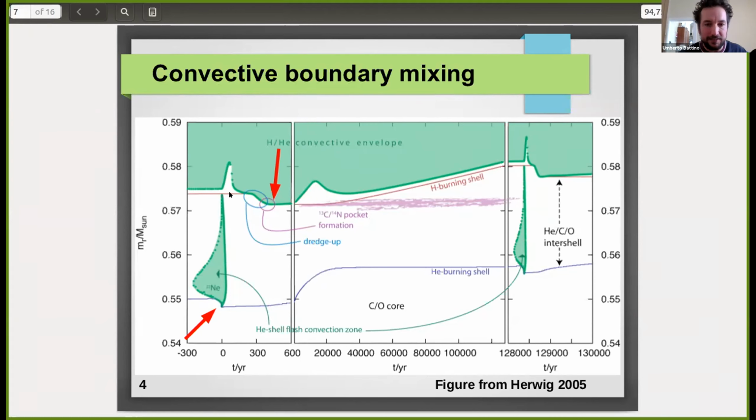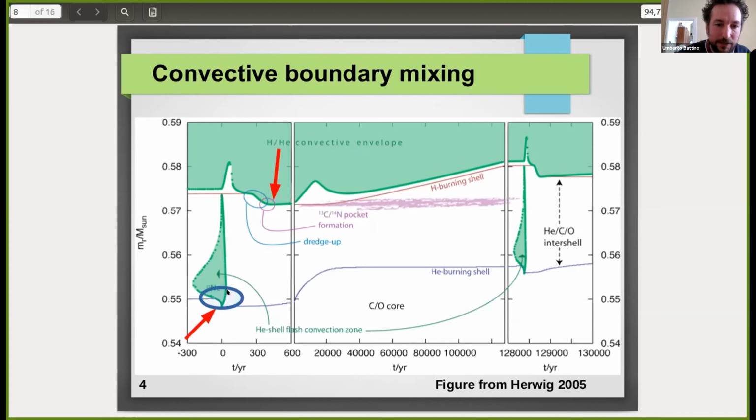What happens at the bottom of this convective zone induced by the flash is that you have a first convective boundary mixing right here. But then, as a result of this sudden release of internal energy, the envelope expands and cools down, the opacity goes up, and eventually convection becomes more efficient, penetrating inwards and causing a second convective boundary mixing episode here, induced by the so-called third dredge-up, which brings all the heavy elements from the intershell to the surface and makes them visible. So these are the two main convective boundary mixing episodes and where they happen.